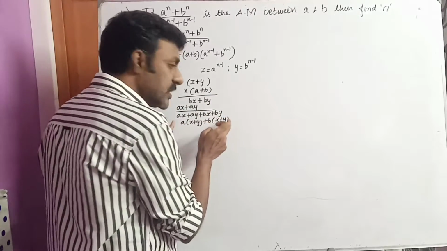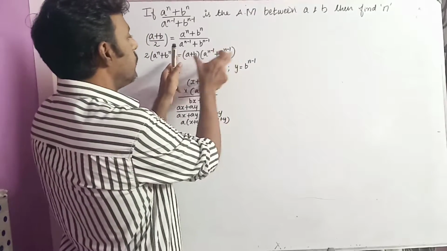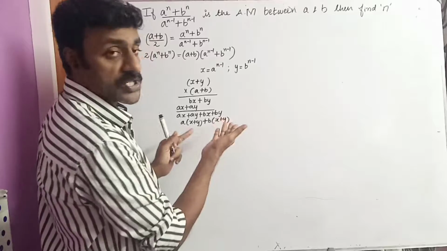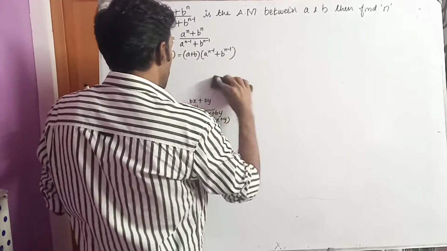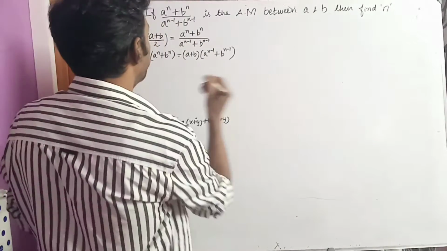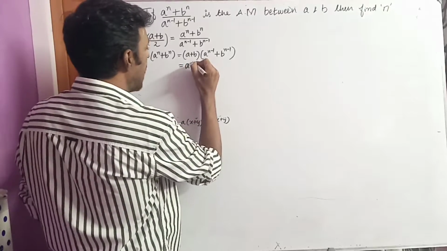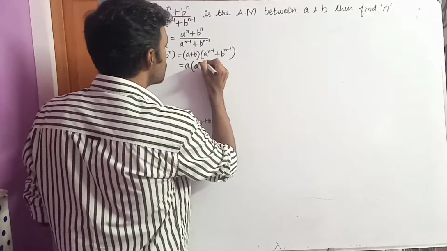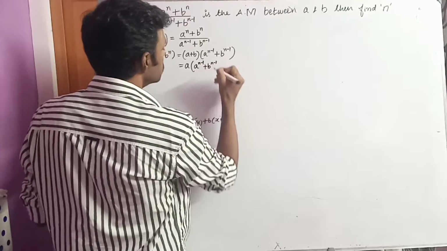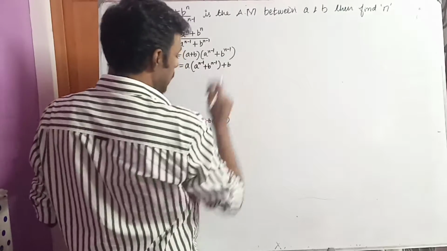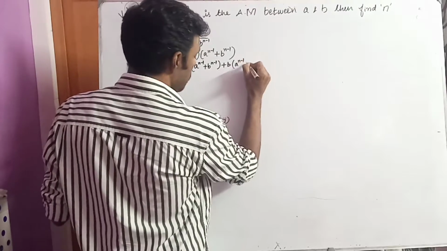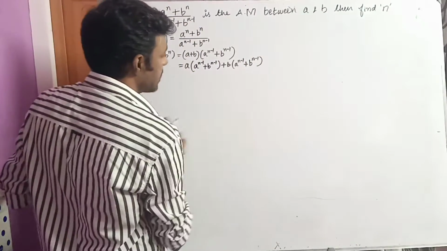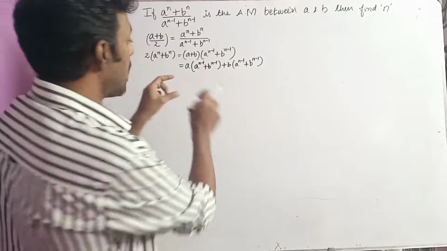So I need to substitute this expression in place of the answer I got when I multiplied these two algebraic terms. Let's substitute it. This will be a, writing as it is. What is x? We have assigned x as a^(n-1). So that will be a^(n-1) + b^(n-1), plus b into again x + y, and x + y will be a^(n-1) + b^(n-1). I have multiplied these two algebraic terms and this is the result.